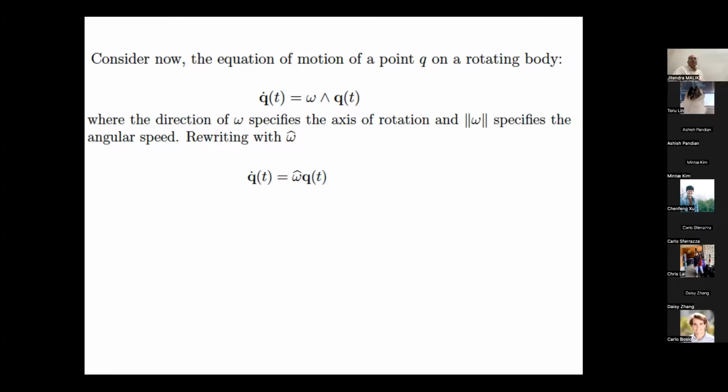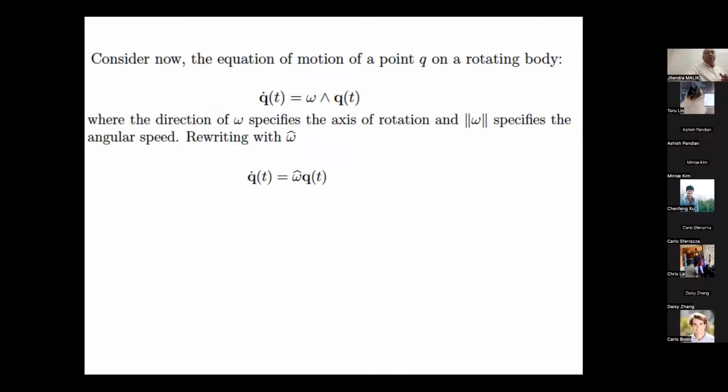Okay, so let's take this step by step. So first of all, how do we think of a rotating body? So the equation of motion of a point on a rotating body. So the point is Q. Okay, that's the vector coordinates of the point Q. And Q dot is, how is that changing in time? So it's dq upon dt. So Q dot of t is omega cross product with Q. Okay, so this is again from your physics of angular velocities, you should remember this, right?